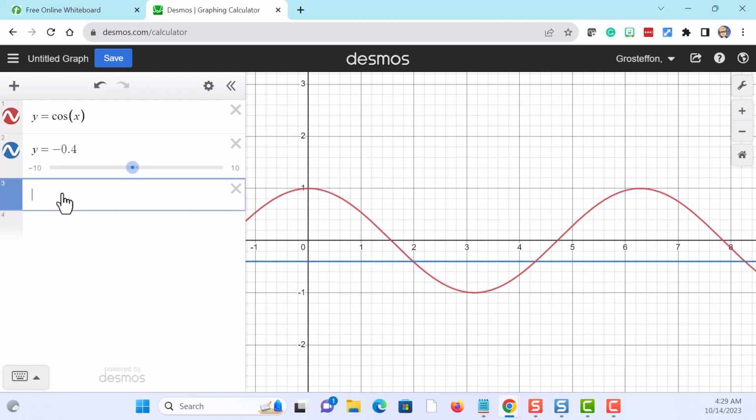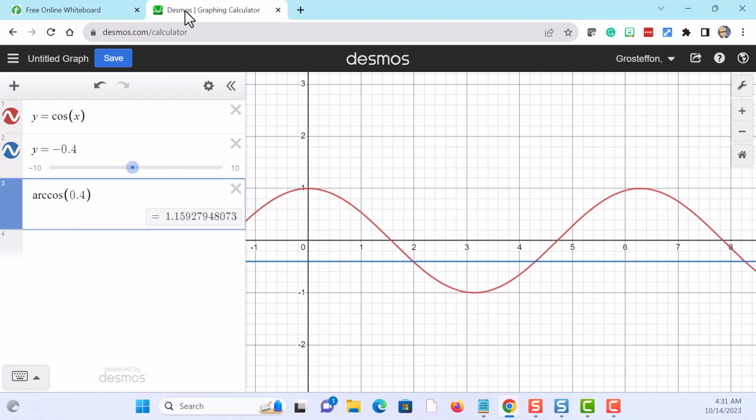Now we can also solve the problem algebraically by taking the inverse cosine or the arc cosine of both sides of our equation. That'll give us t is equal to the arc cosine of negative 0.4. And notice that arc cosine of negative 0.4 gives us one of the solutions, the one that's close to 2. Unfortunately, it doesn't give us the second one. So my recommendation is to take the absolute value of negative 0.4, which is 0.4, and that'll actually give us the reference angle.